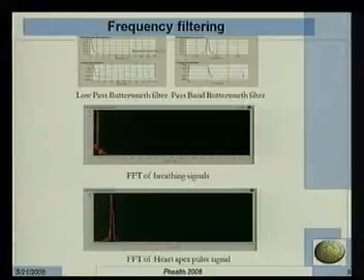Selective filters. In this case, we applied the low pass Butterworth filter, a passband Butterworth filter. This is the frequency content of the breathing signals and the frequency content of the heart apex pulse signal. The principal frequency components are located in a different frequency range, but the frequency range is very close, so it's very important to apply a very selective filter.